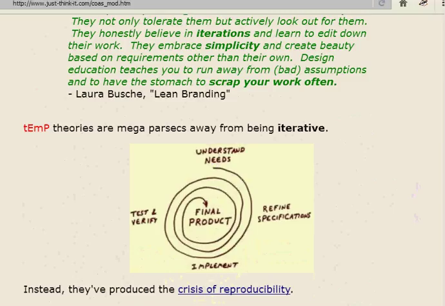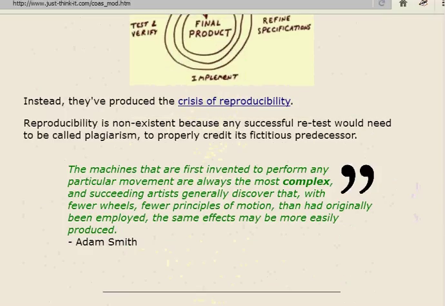Instead, they've produced the crisis of reproducibility. Reproducibility is non-existent because any successful retest would need to be called plagiarism to properly credit its fictitious predecessor. The machines that are first invented to perform any particular movement are always the most complex, and succeeding artists generally discover that with fewer wheels, fewer principles of motion than had originally been employed, the same effects may be more easily produced. Adam Smith.